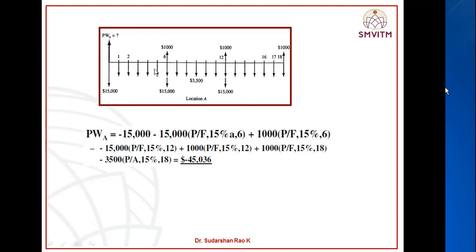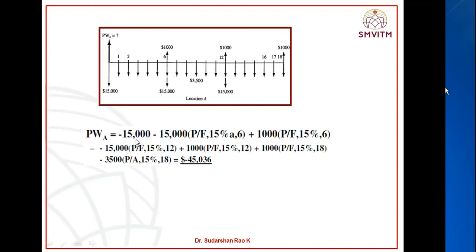Here both the cost and the benefit or revenue are considered, so cost is negative: minus 15,000. Then minus 15,000 P by F 15% 6 years. Then 3,500 every year for the 18 years, and 1,000 after 6 years. Then the same should be repeated: 15,000, 3,500, 1,000, 15,000, 3,500 and 1,000, like this.